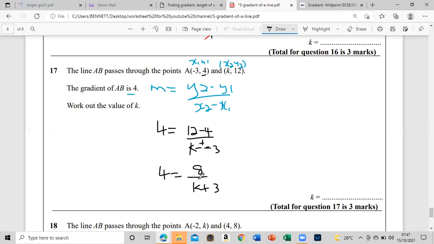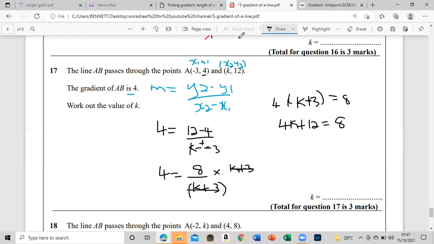We're going to multiply both sides by k plus 3. I want to get rid of the denominator, right? What we do to one side, we do to both sides. So we get 4 times k plus 3, and this is equal to 8. We expand the bracket: 4 times k is 4k, 4 times 3 is 12, and all of this is equal to 8.